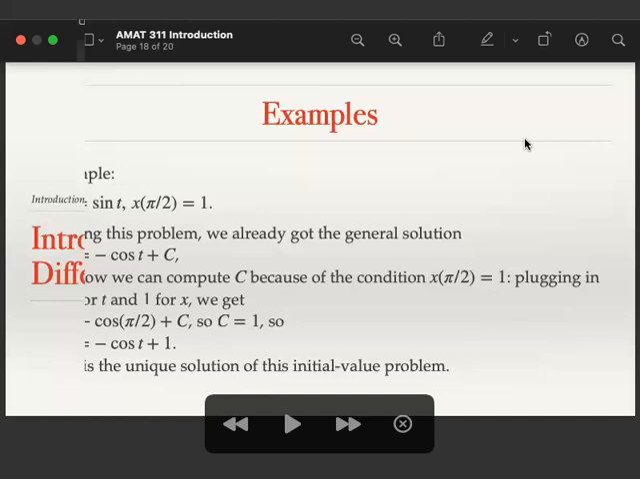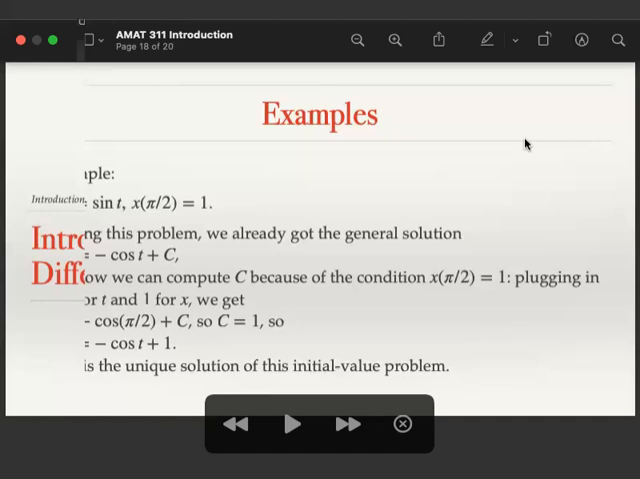So we need to look at this function and find out what its derivative is, because the condition is in terms of x prime. The derivative of t cubed over 6 is t squared over 2. The derivative of c1t is c1. And the derivative of c2 is 0, because c2 is a constant. So the derivative is just t squared over 2 plus c1.